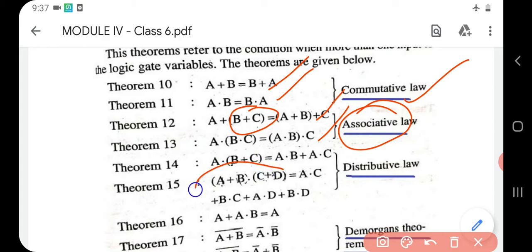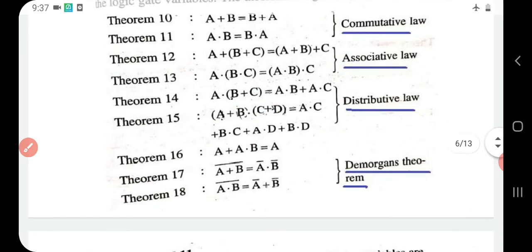So this one you please check in your textbook. I think there is some mistake, so this is the correct expression. Okay, if there is anything change in your text, please correct it as follows. Then A plus A dot B is equal to A, that we will prove later.